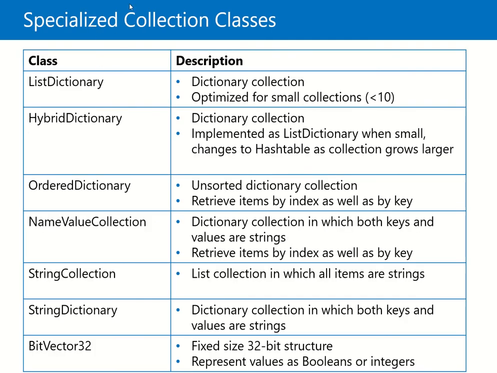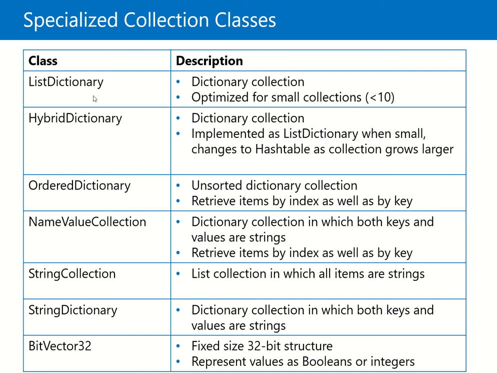Now, some specialized collections classes. In order for you to use these, make sure you add the namespace to your code using System.Collections.Specialized. Make sure you add that into your list of using statements. After you add the namespace, you can use a couple of classes such as ListDictionary, the dictionary collection.